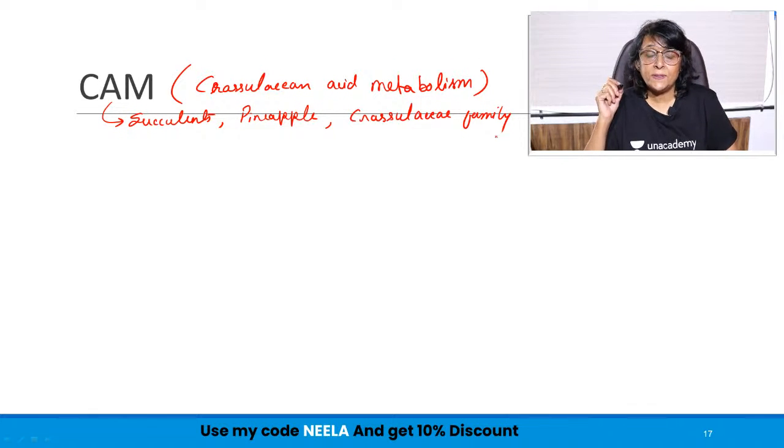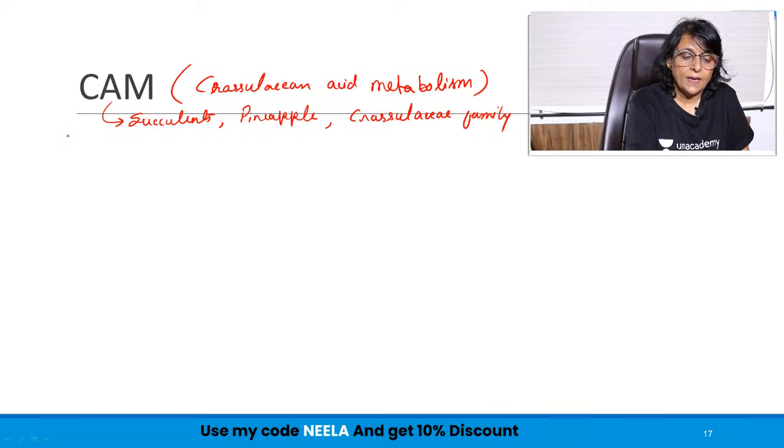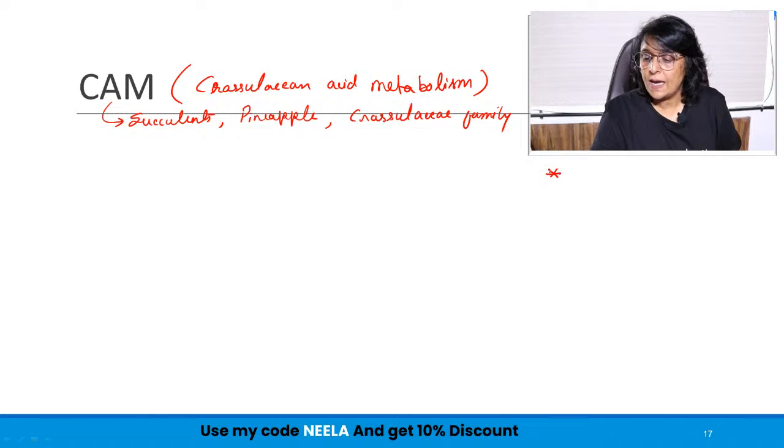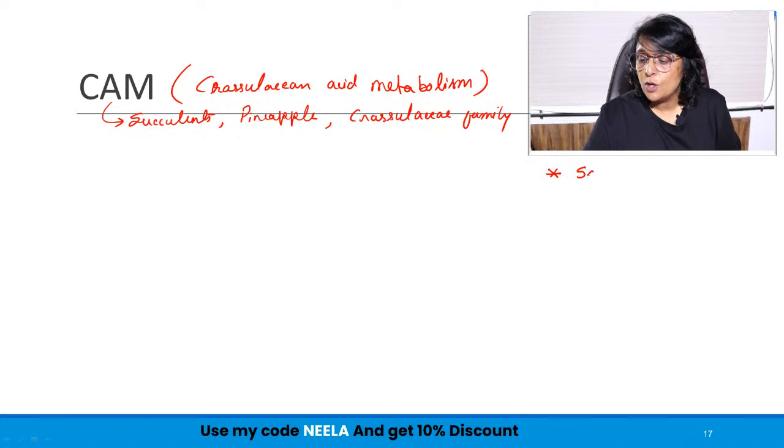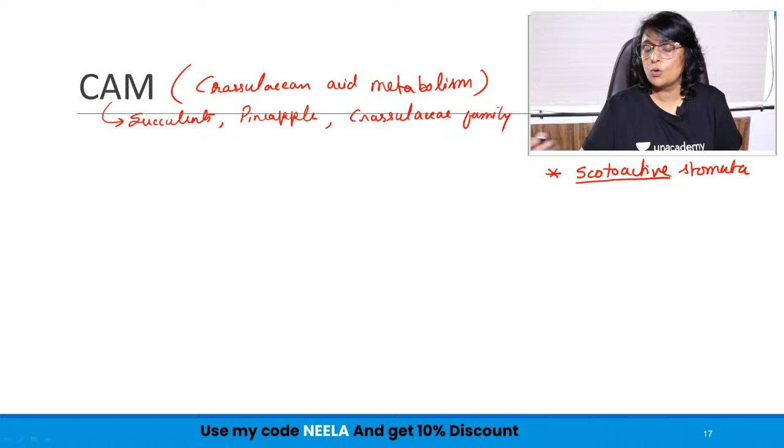Now what happens in these plants is they have changed the timing of opening and closing of stomata. Crassulacean acid metabolism takes place in such plants which have scotoactive stomata. What are scotoactive stomata?